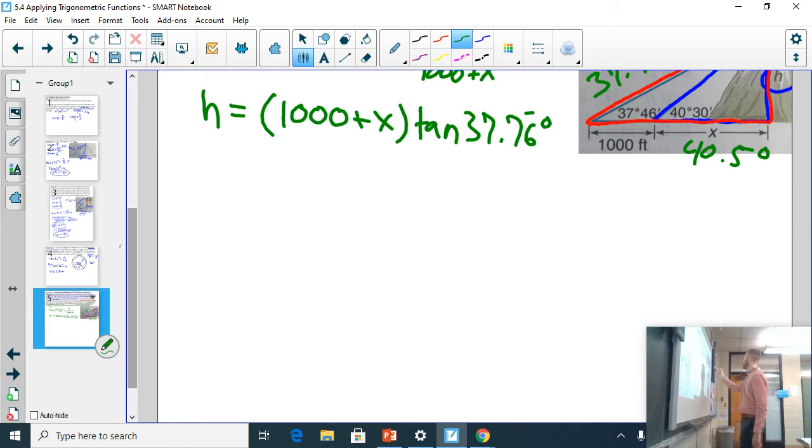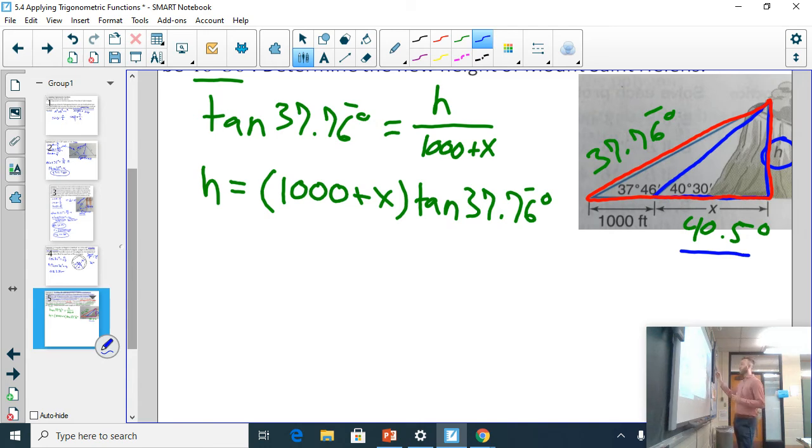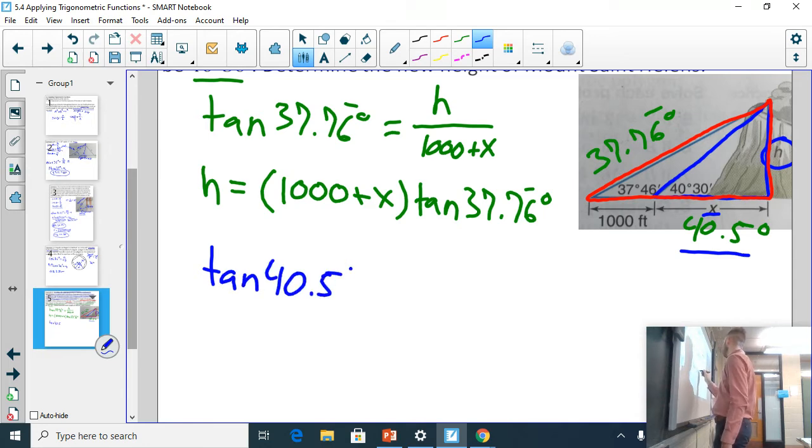So now we're going to go to this other triangle, and I'm going to use this 40.5 now. So same thing. I don't know what anything is. So I have to use x and h. So no hypotenuse. So we're going to use tangent again. And this time it's 40.5 degrees. And our opposite is still h. And our adjacent there is just x this time.